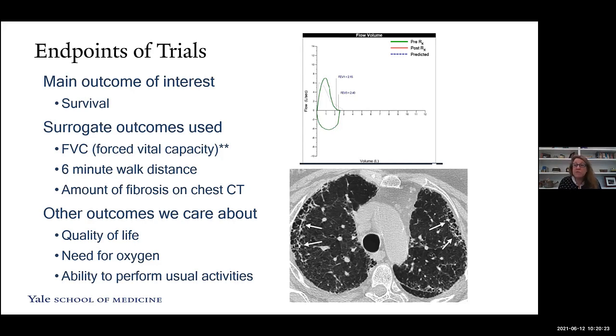But there are other important outcomes, and these are starting to become more and more important in trials as outcomes that are being monitored, including quality of life, how much oxygen people are using, how well they can do their everyday activities. These are incredibly important to pulmonary fibrosis patients and are being looked at as well.